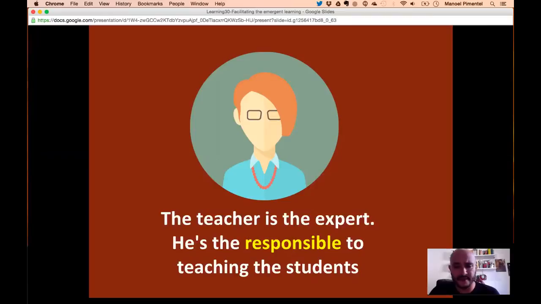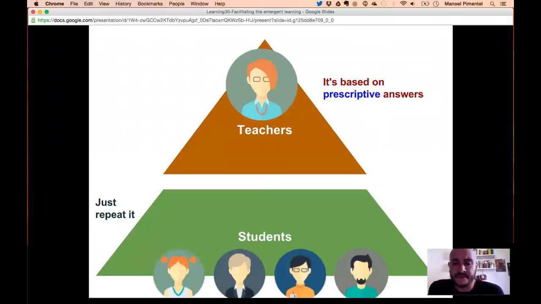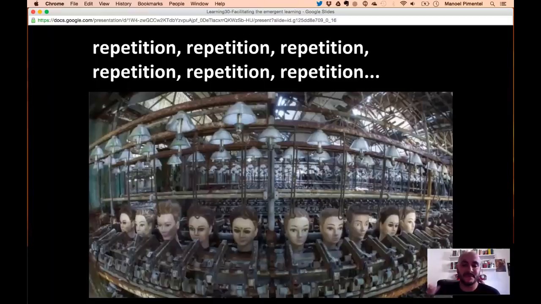But the real problem of this model is the prescriptive behavior. The teacher, most of the time, works on prescriptive answers, and the students just repeat these answers. Look at that. This model is based on repetition, right? Repetition, repetition, repetition. Similar to a factory, for example, if you are building cars most of the time, right? But of course, we need to rethink this model.